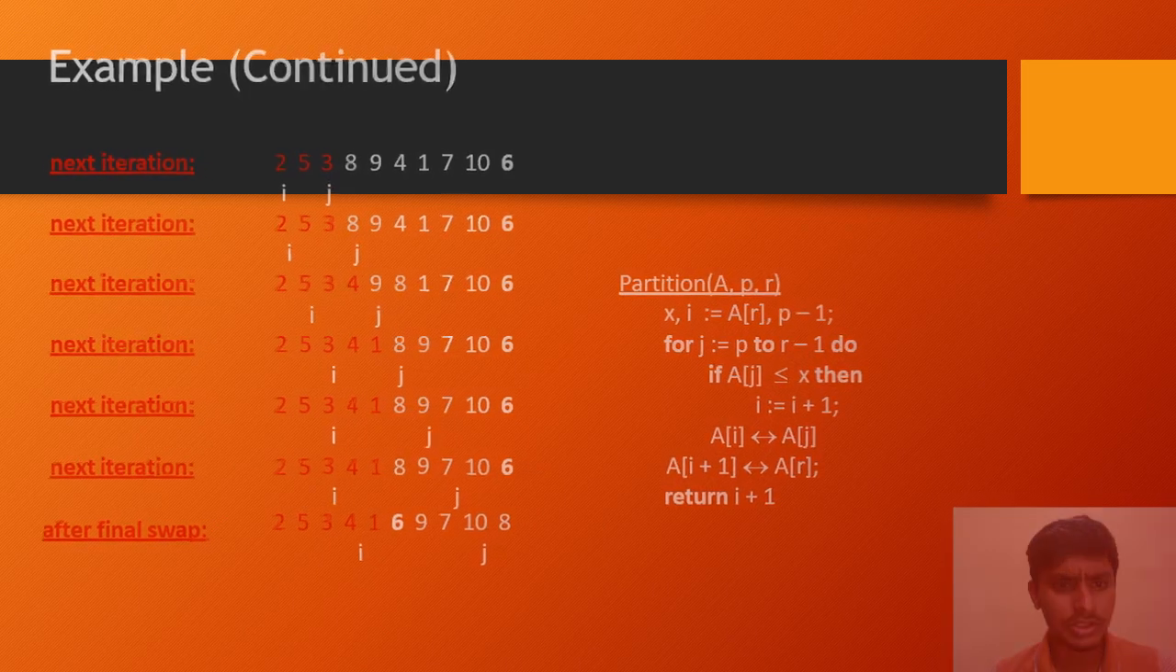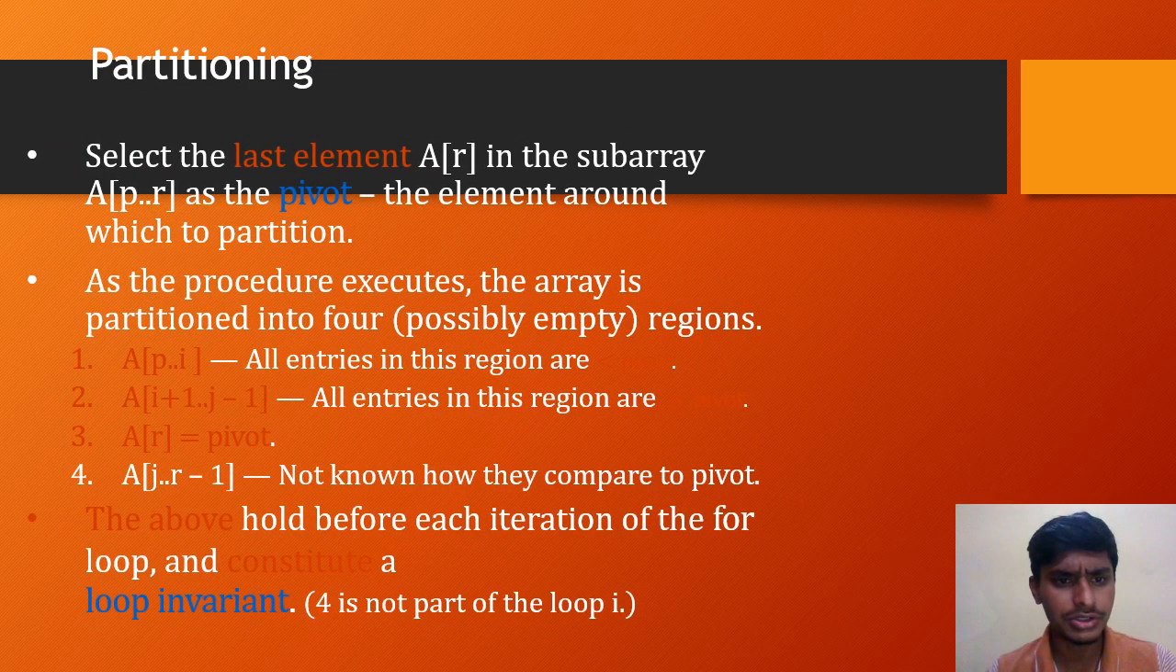The partition: select the last element A[r] in the subarray A[p..r] as the pivot, the element around which to partition. As the procedure executes, the array is partitioned into four possibly empty regions. A[p..i]: all the entries in this region are less than or equal to the pivot. A[i+1..j-1]: all the entries in this region are greater than the pivot. And A[j..r-1]: not known how they compare to the pivot. The above holds before each iteration of the for loop and constitutes the loop invariant.